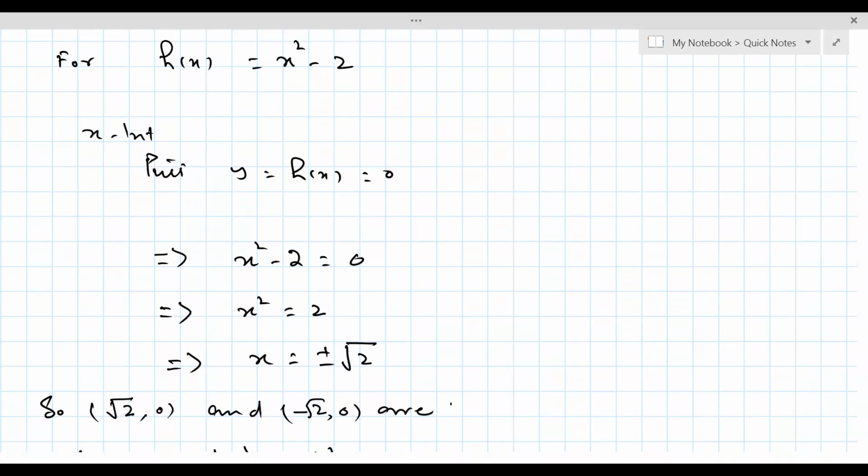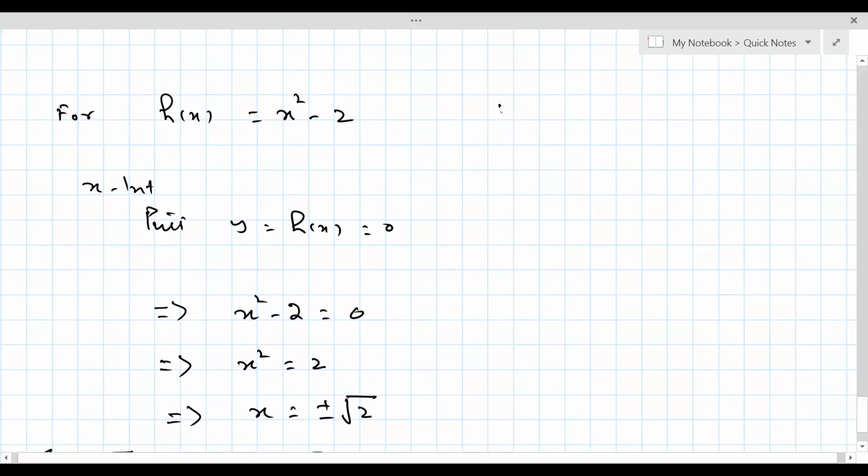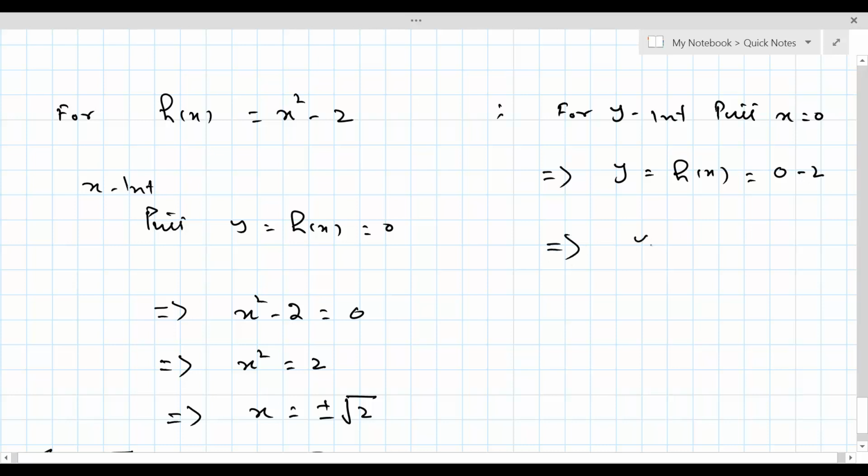And for y-intercepts, put x equal to 0, and if we put x equal to 0, we get y, which is in fact equal to h of x, equal to 0 minus 2, means y is equal to minus 2. So 0, minus 2 is the y-intercept.